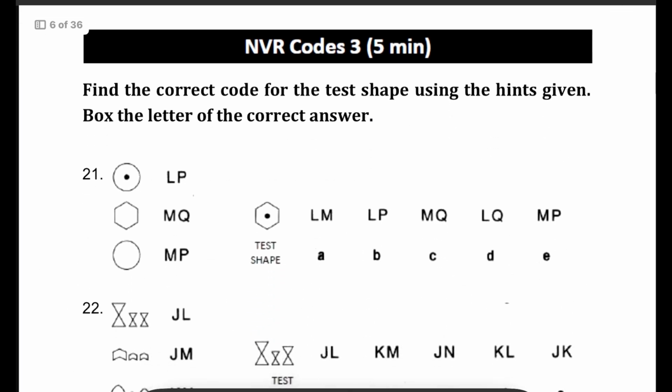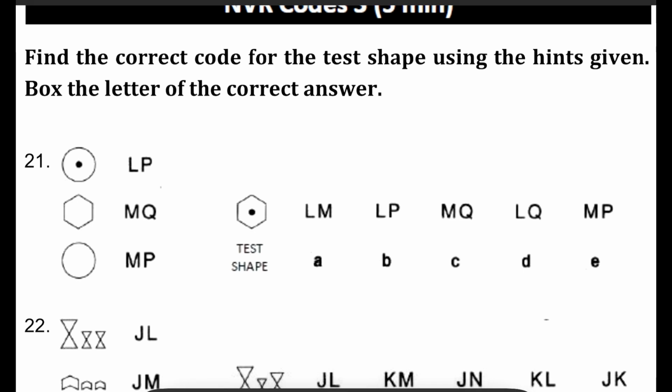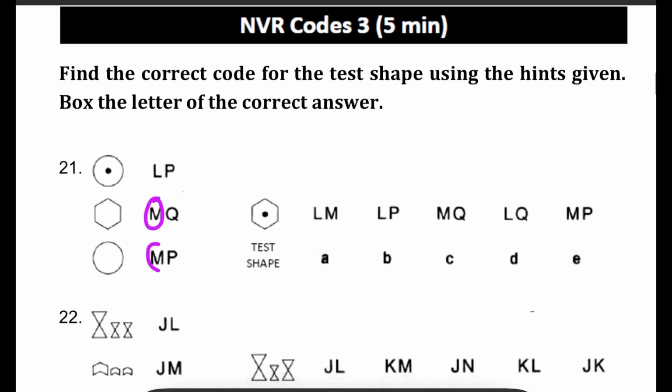Now on to question 21. So these two both have an M as the first letter, and they both don't have any circle on the inside. The test shape does, same as this one. The first letter here is an L, the first letter will be an L.